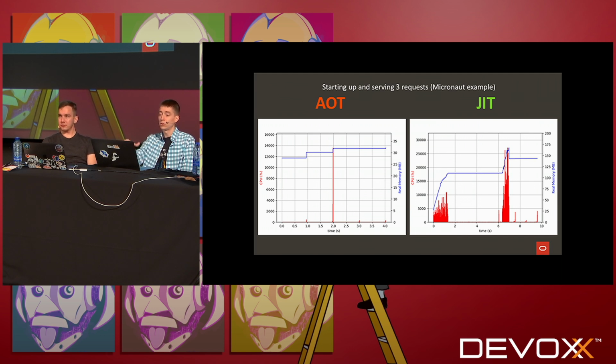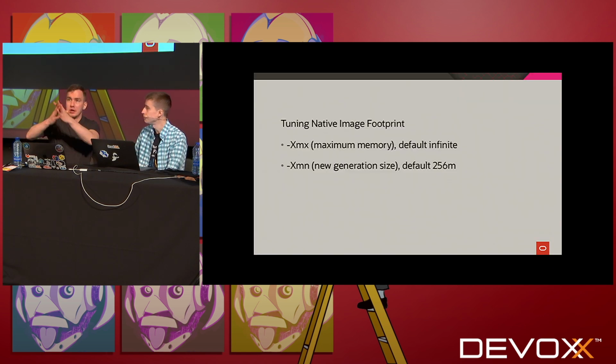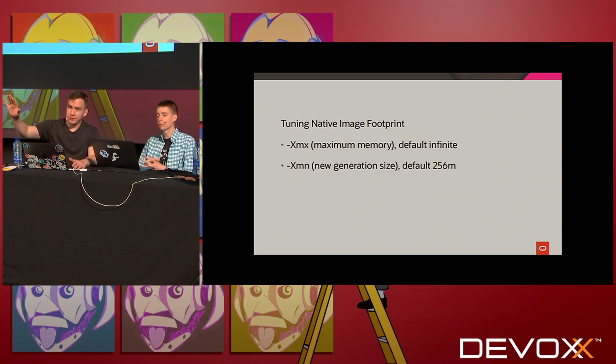So this adds to unpredictability of results, specifically also at the first few requests that are served, right? Which can add to your tail latencies. Right. So we looked at a couple of command line flags.